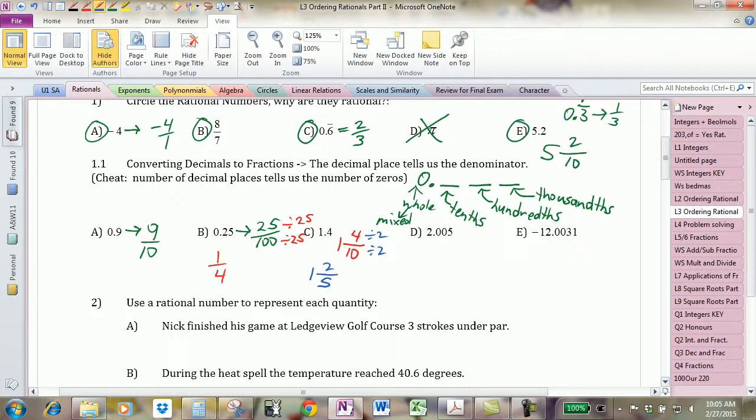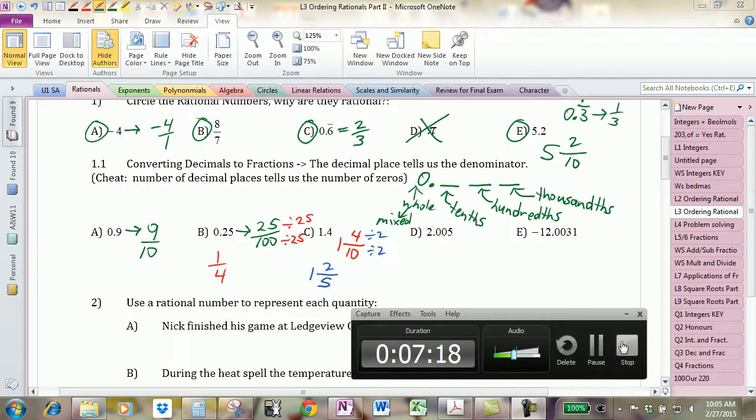Okay, next one. What kind of fraction are we going to get? Mixed. Go ahead, do D and E. Go. Iqbal, I said do D and E, not talk to Sahib. Yes, that's recorded. I'm going to play it for your parents.